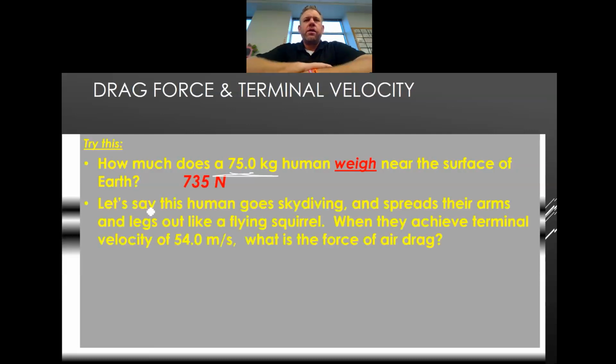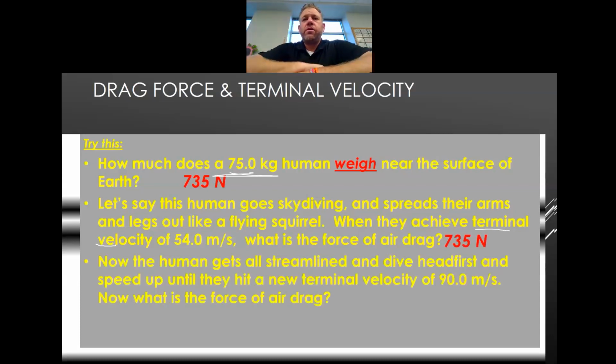So the human goes skydiving, spreads their arms and legs like a flying squirrel, and achieves a terminal velocity of 54 meters per second, about 120 miles an hour. What is the force of air drag? The key piece here is that terminal velocity means there's no more acceleration. Our forces are all balanced. The downward force of gravity is balanced by the upward force of the air. Whatever our downward force is going to be equal to our upward force. So in this case, they're the same.